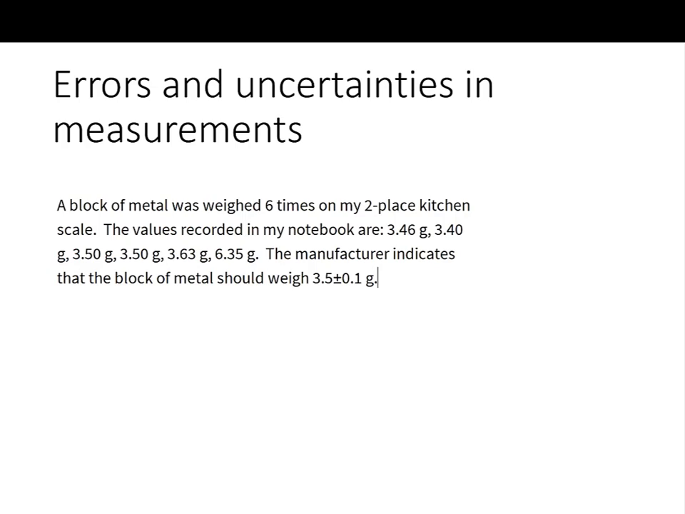I weighed a block of metal 6 times on my 2-place kitchen balance or kitchen scale. And then when I recorded those numbers in my notebook, I got 3.46, 3.4, 3.50, 2 times 3.6, and 6.35 grams. The manufacturer indicates that the block of metal should weigh 3.5 grams, and they said that it has a tolerance of 0.1 grams.